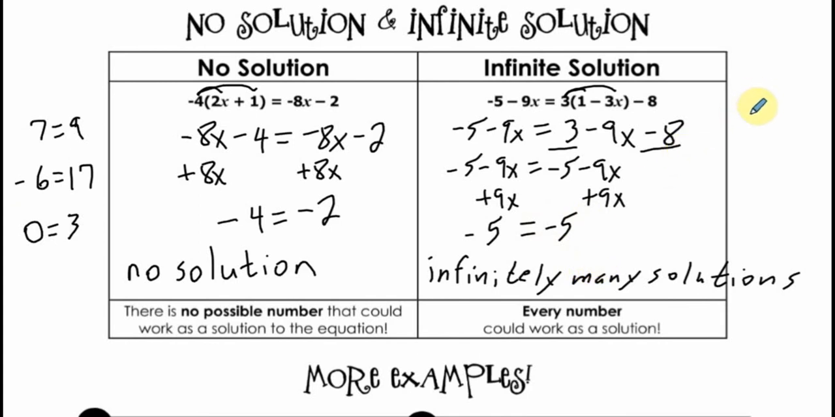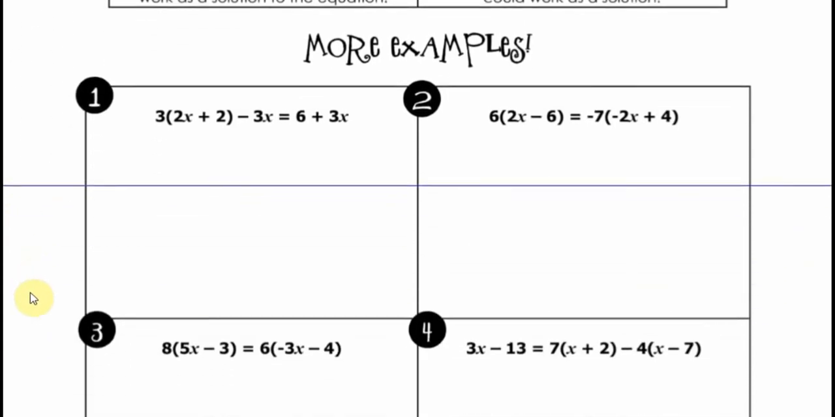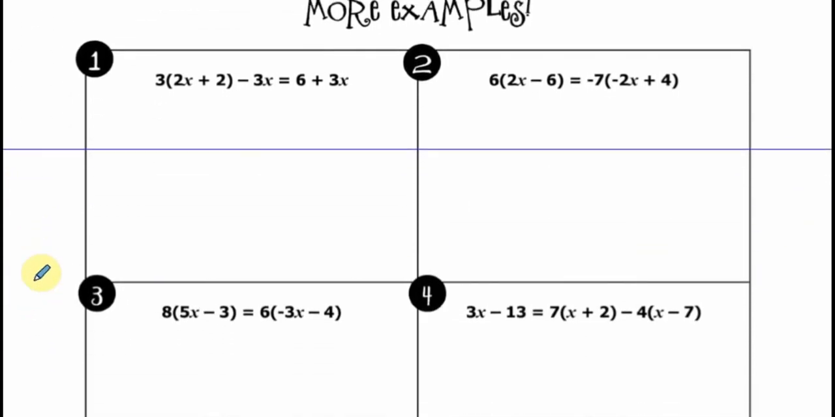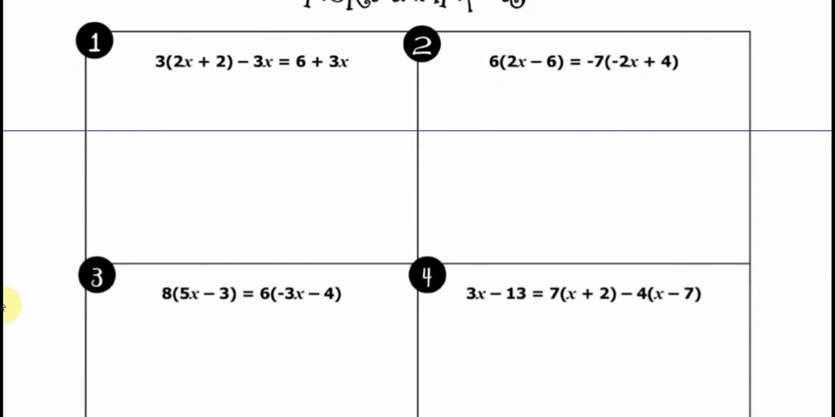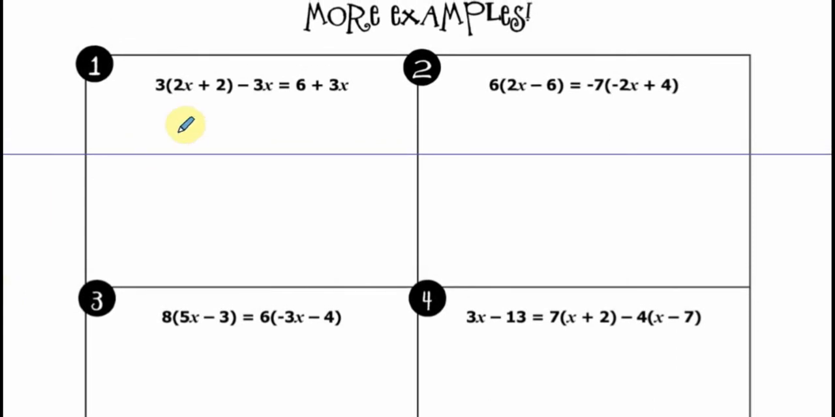All right. So again, this scenario only works if x is eliminated. So you might have 7 equals 7. Left side does equal right side. Infinitely many solutions. You might have negative 3 equals negative 3. Left side equals right side. Infinitely many solutions. All right. So I'm going to give you guys a moment to try number 1. See if it's infinitely many solutions or no solution.